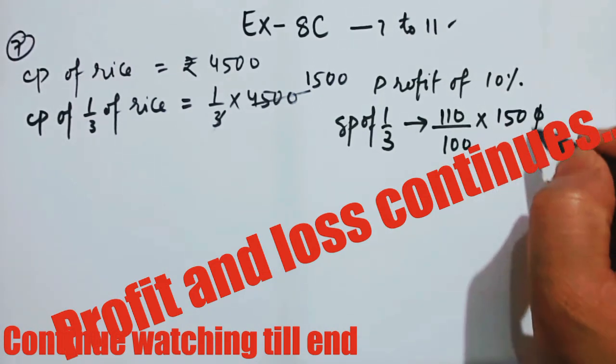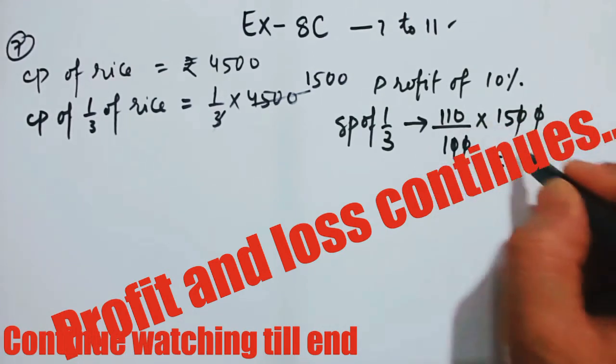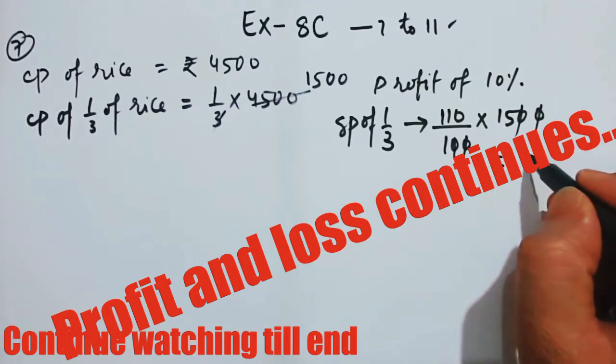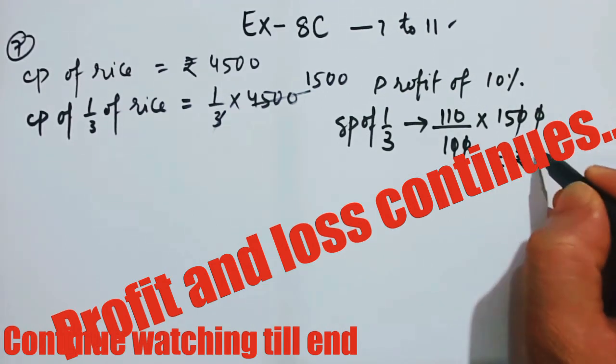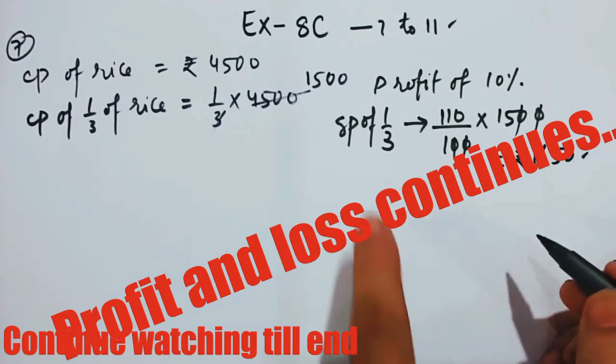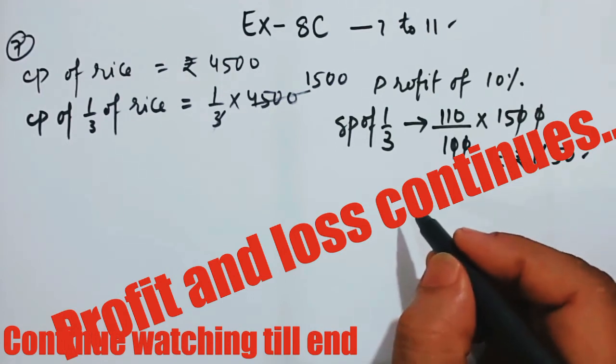Let's cancel, and then when you multiply 110 into 15, you will get rupees 1650. Very good. So you got the selling price of 1/3 rice. Now let's see what he says.